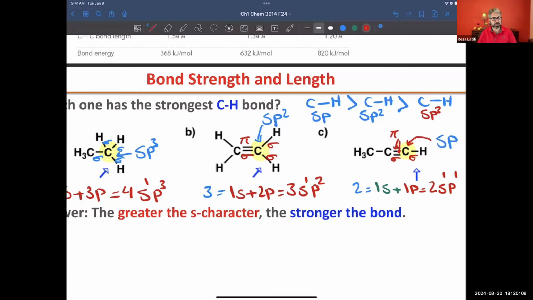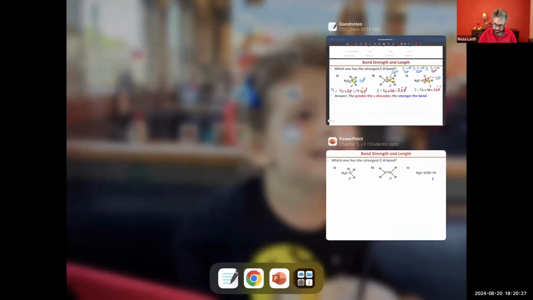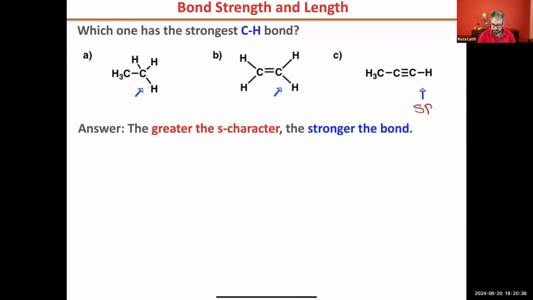The strongest bond will be part C. C is going to be the correct answer, and it will be the strongest bond or the shortest bond, technically. The shortest bond will be C. So as S character goes up, bonds get stronger and shorter: SP, SP2, and that one is SP3.